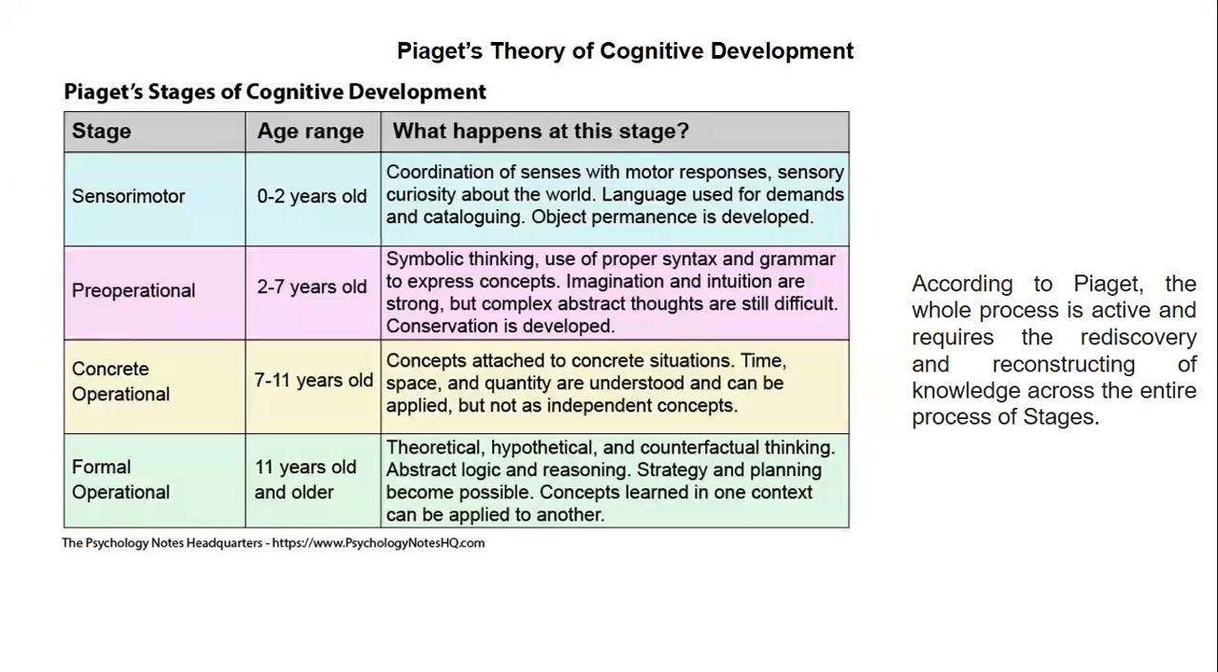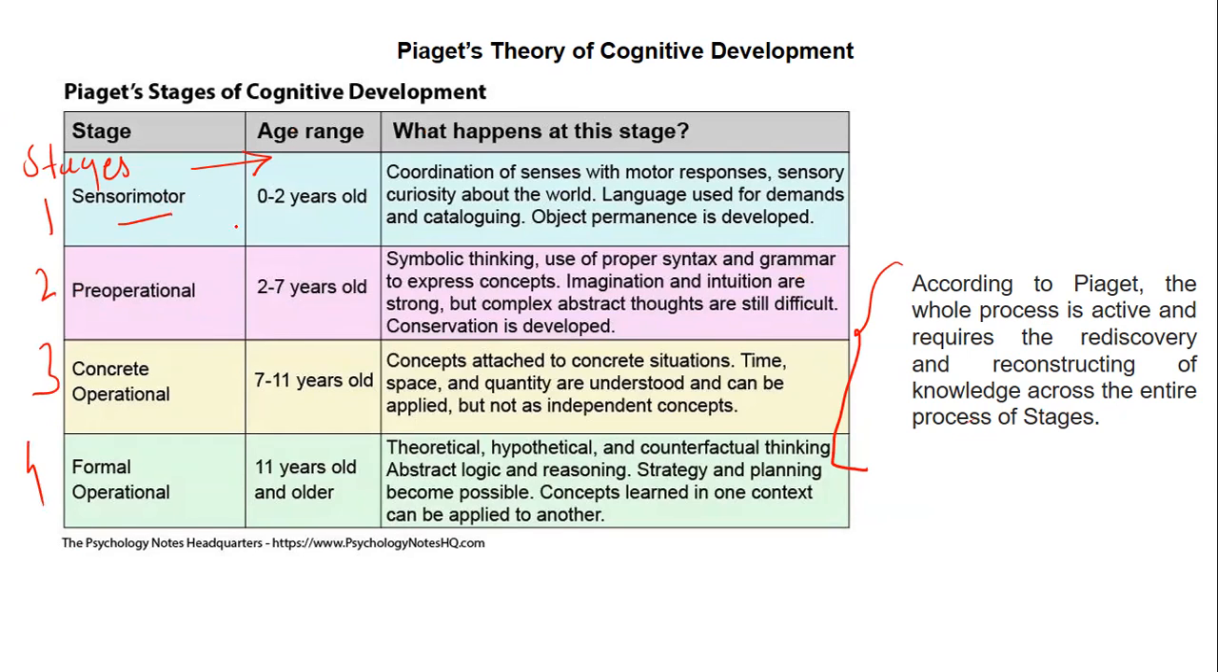Our first topic for today's lecture is Piaget's theory of cognitive development. First of all, understand what Piaget's theory is. It is rediscovering and reconstructing knowledge through a process that is divided into stages. These stages can be remembered with the help of age range, and we have to understand exactly what happens in these stages.